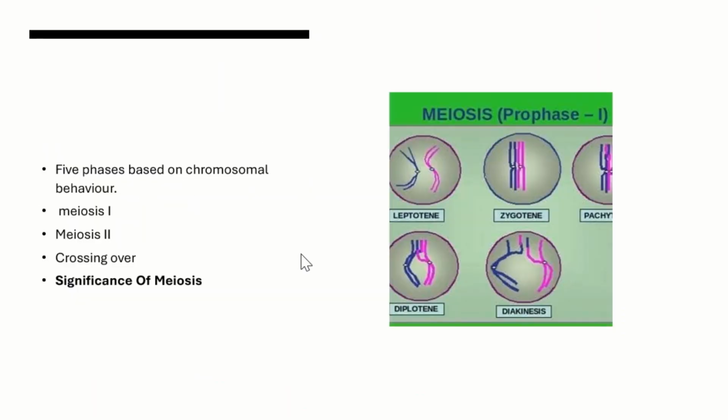See, in this class what we are going to see is the 5 phases based on chromosomal behavior. That is, in Prophase 1 you can see 5 different phases. Okay, and meiosis 1, meiosis 2, crossing over, how the crossing over occurs and the importance of crossing over, that is very important. So that we are going to see in this class, as well as the significance of meiosis.